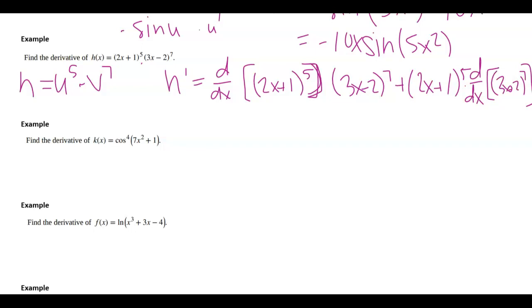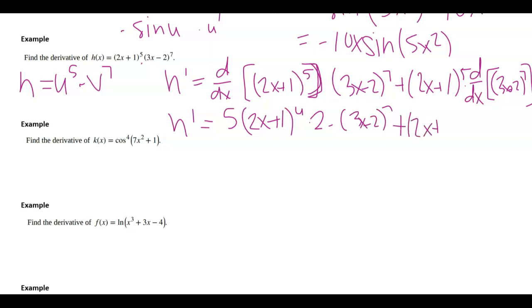Okay, so I'm using product rule because the two functions that I'm looking at are being multiplied together. So I need to use that first. Then when I take the derivative of the first and the derivative of the second, I need to employ chain rule here. So h prime is 5(2x+1)^4 times the derivative of the inside, times the second, plus the first times, and then my derivative of my second is going to be 7(3x-2)^6, and then times 3.